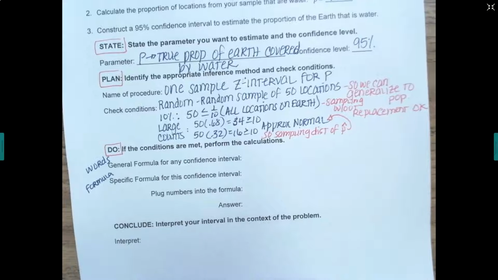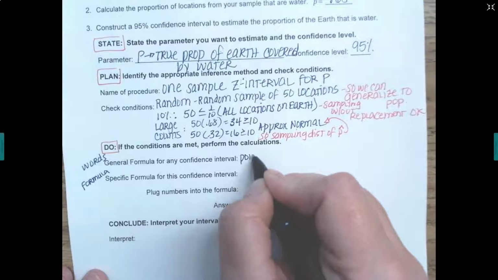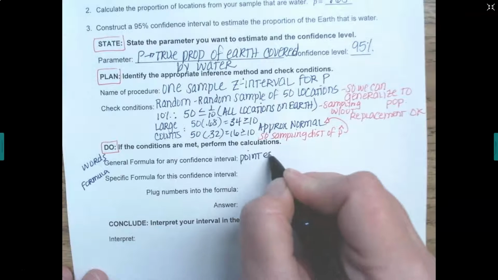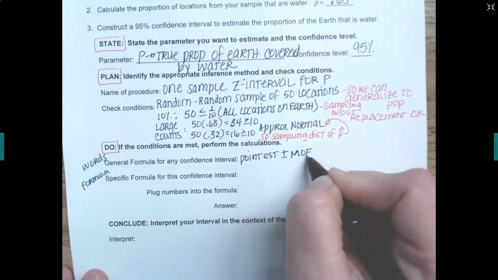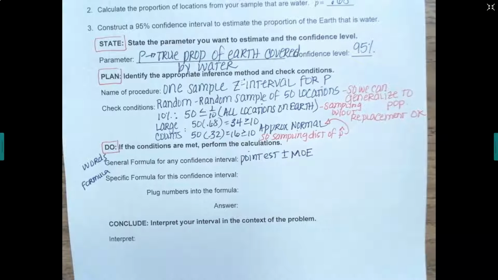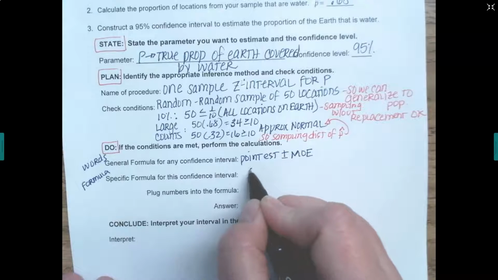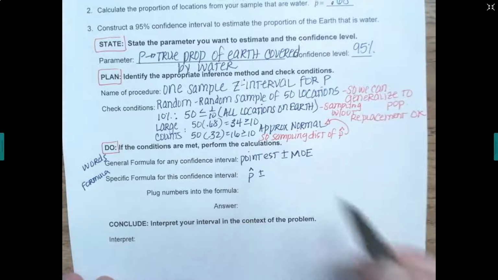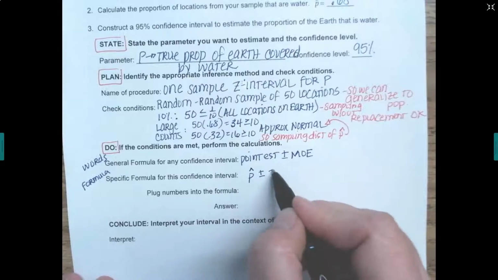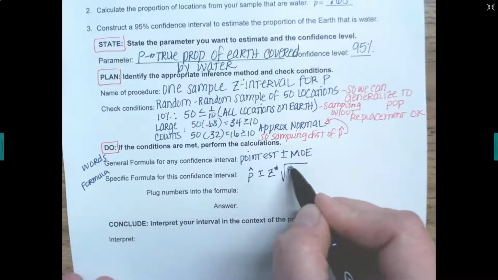So to find a confidence interval, in words, what you're doing is you're taking a point estimate and you're adding and subtracting a margin of error. Now, what that looks like specifically is your point estimate for proportions is p hat, plus or minus, and then to get a margin of error, you need to have your z star times your standard error.